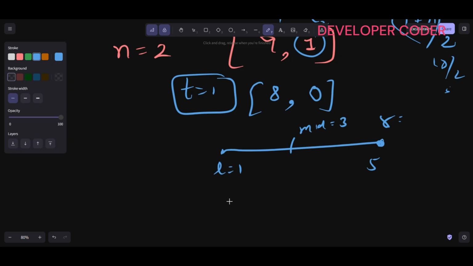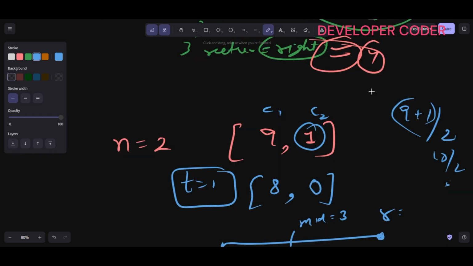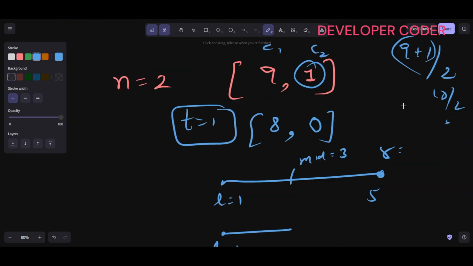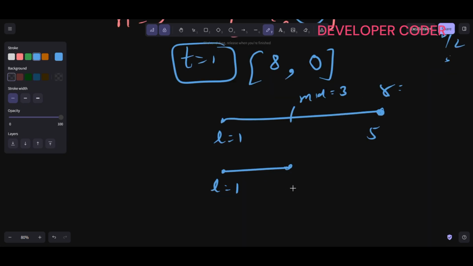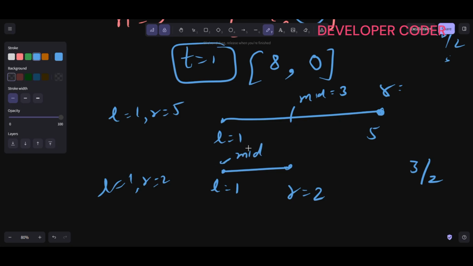So next, your L is going to remain 1, but your R is going to be mid minus 1. Mid minus 1 is 2, so R is equal to 2. Earlier L was 1 and R was 5; now L is equal to 1 and R is equal to 2. Again, mid is 3 divided by 2, which is 1. With mid equal to 1, the answer is possible. If the answer is possible, then your L is going to be mid plus 1, and R is going to remain 2.